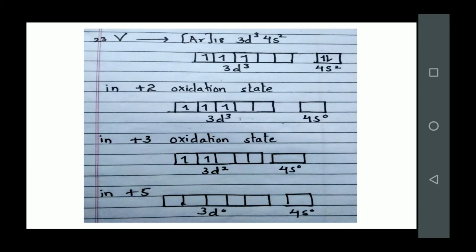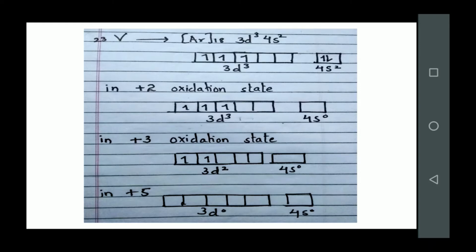Vanadium can show 4 different types of oxidation states, +2, +3, +4 and +5. Here I have shown only 3. So when vanadium is exhibiting the +2 oxidation state, you should understand that the electrons should be removed from the outermost 4s orbital.